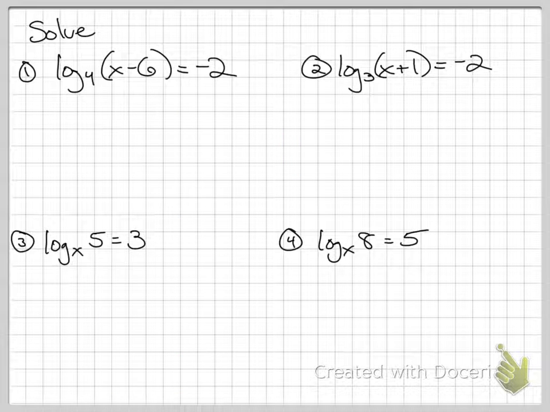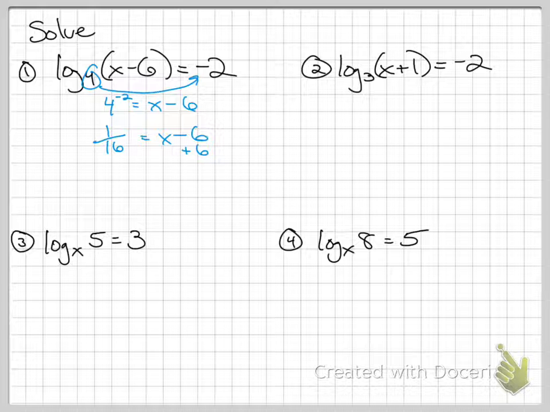Okay, here is our next set. Pause the video and copy these down. Okay, I've started number 1. Logarithm was all by itself, so rewrite as an exponent. When you do, you get 4 to the negative 2. Remember, 4 to the negative 2 is 1 over, and then 4 squared is 16.